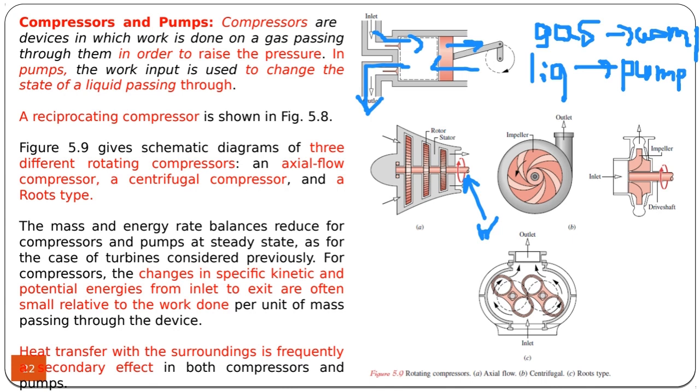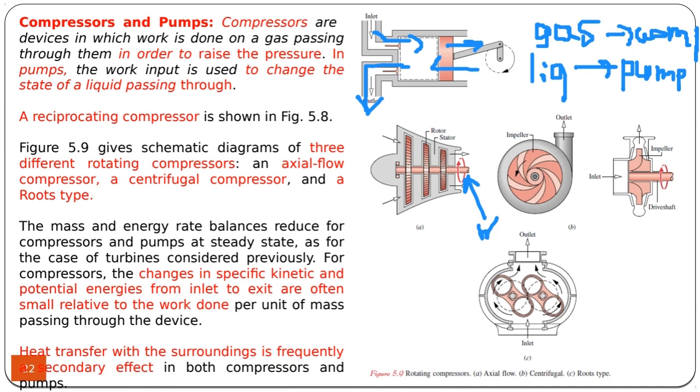Another type of compressor can be a centrifugal compressor, which uses the principle of transfer of angular momentum, but the first one uses the principle of decreasing the volume. So as the volume is decreased, the pressure is increased.